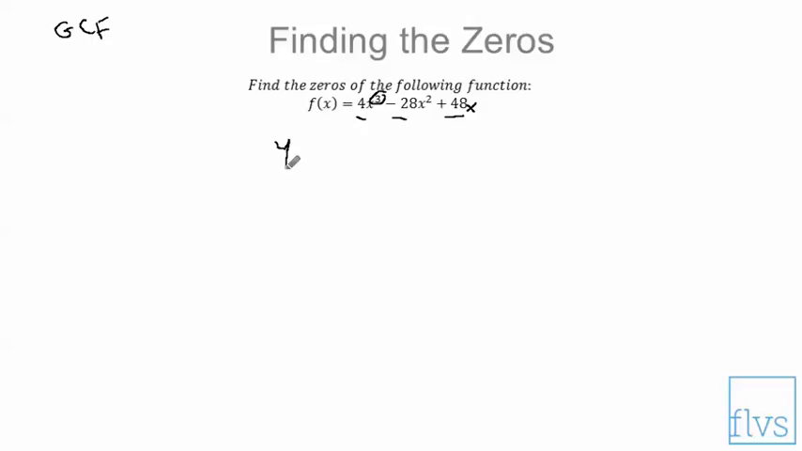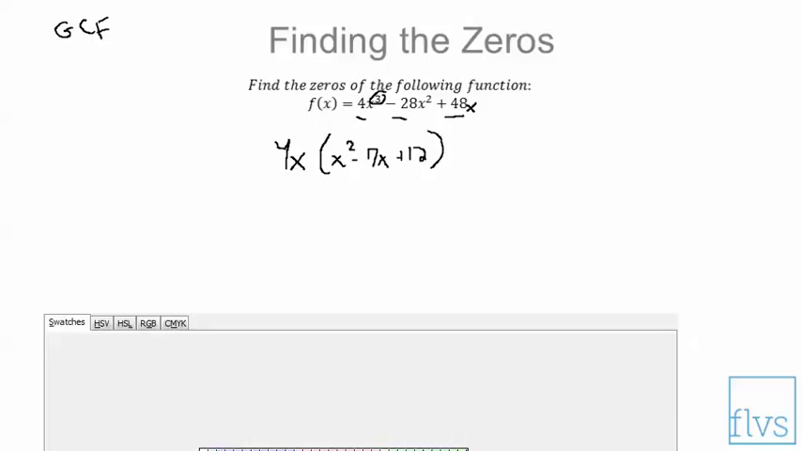But now we look at the variables. I got x to the third, x to the second, and x. So I also know I can take out an x. Once I take out a 4x, that's going to leave me with x squared minus 7x. And then 4 goes into 48 12 times, so positive 12 with no x.